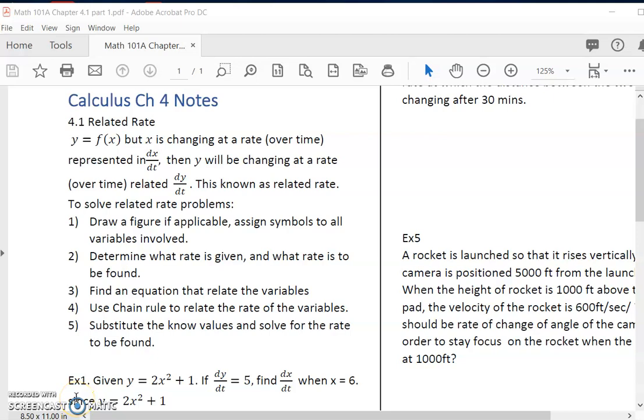Hello, calculus student. This is chapter 4.1, related rates. The notes for this are in chapter 4, blank notes in Canvas, so you can download them and follow along.